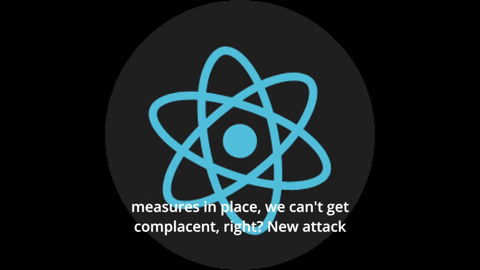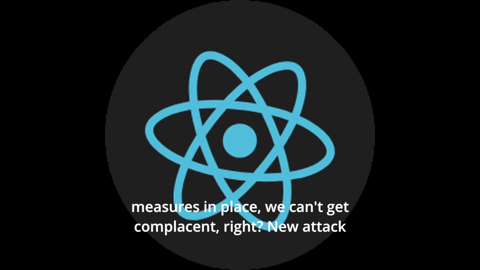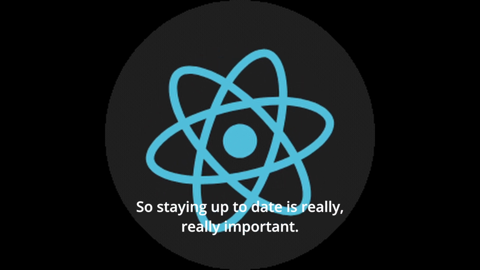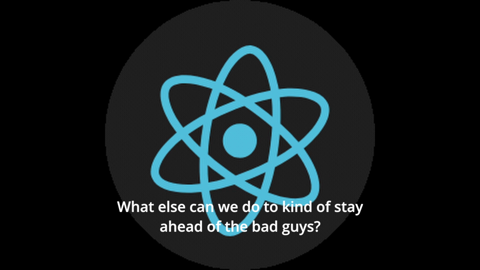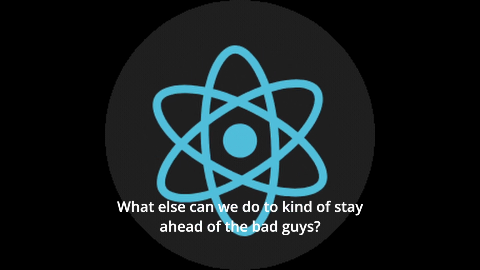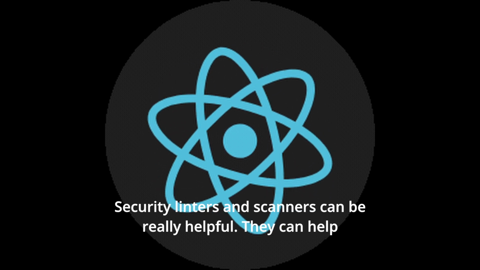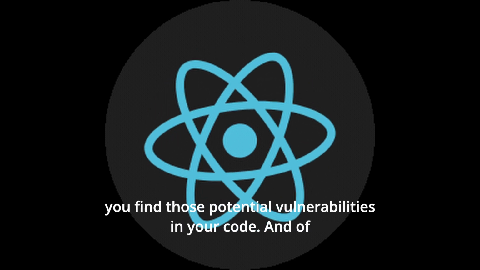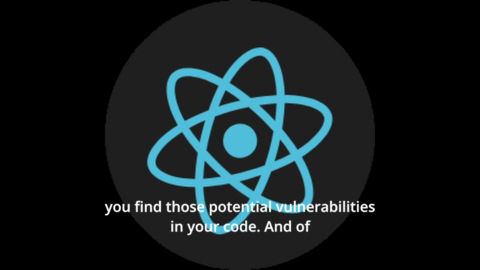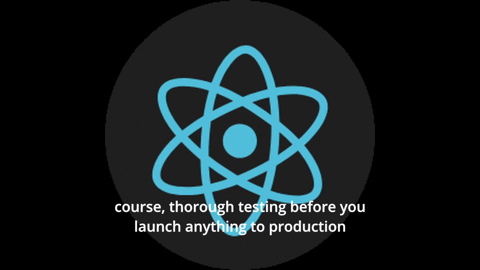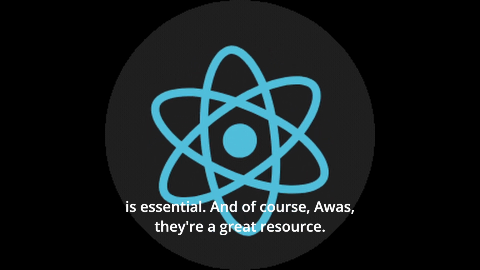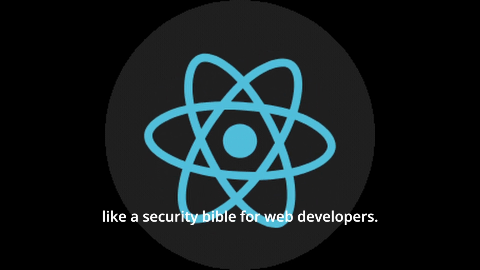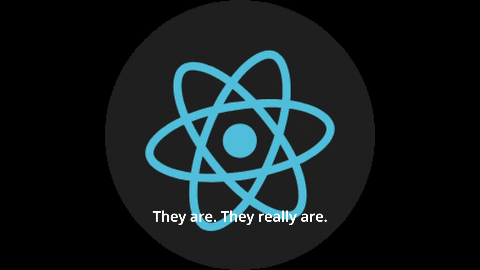But even with all these measures in place, we can't get complacent, right? Right, new attack methods are always popping up, so staying up to date is really important. Definitely. What else can we do to stay ahead of the bad guys? Security linters and scanners can be really helpful. They can help you find potential vulnerabilities in your code. And of course, thorough testing before you launch anything to production is essential. And of course, OWASP is a great resource. Yeah, those cheat sheets are like a security Bible for web developers. They really are.